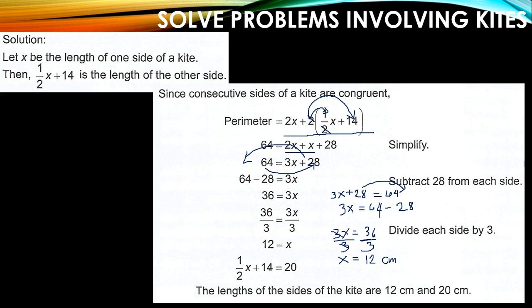Then this one, 1/2 x plus 14. How did it become 20? It's very easy. You substitute the value of x, which is 12, then solve. So 1/2 times 12 plus 14. Of course, 1/2 times 12 gives 6. Then 6 plus 14 equals 20. So 20 centimeters. The lengths of the sides of the kite are 12 centimeters and 20 centimeters.